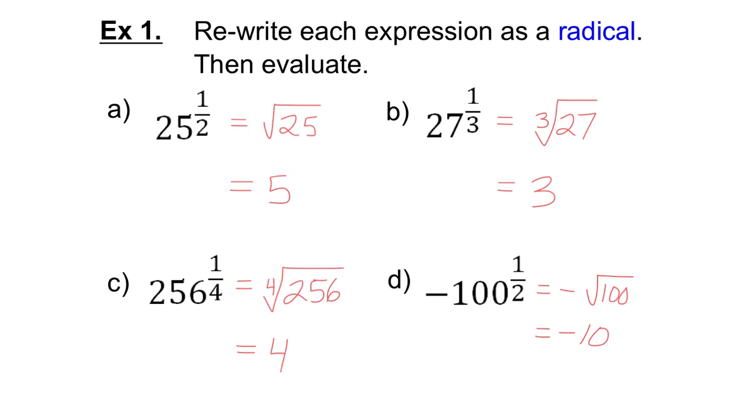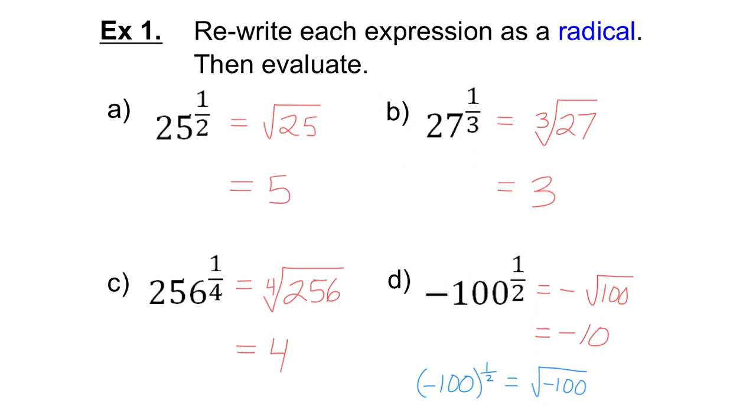Well, here you are. 25 to the exponent 1 over 2 is the square root of 25, which is 5. 27 to the exponent 1 over 3 is the cubed root of 27. The answer is 3. 256 to the exponent 1 over 4 is the fourth root of 256. The answer is 4. Negative 100 to the exponent 1 over 2 is the same as negative square root of 100. So that means it's negative 10.